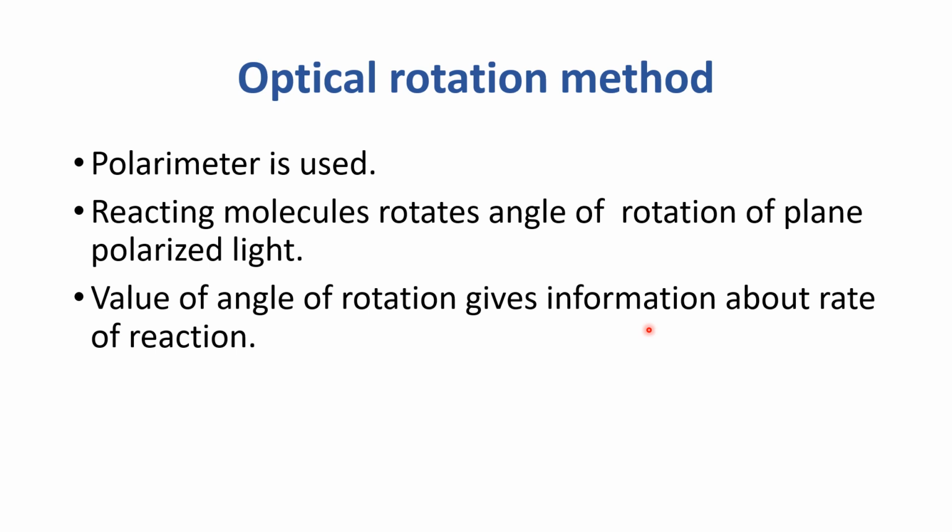कुछ solutions plane polarized light को right side पे divert करते हैं और कुछ left side पे divert करते हैं. So हम angle of rotation के through rate of reaction measure कर सकते हैं. जितना ज़्यादा angle rotate होगा, deviate होगा, reaction उतना ज़्यादा proceed कर चुका होगा.